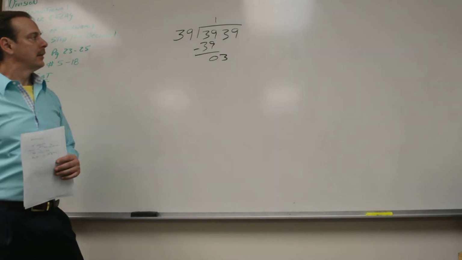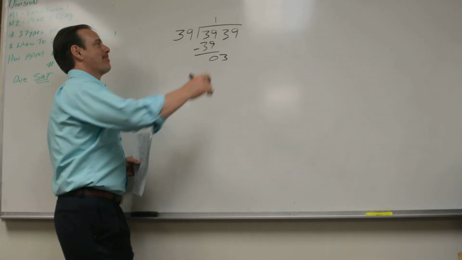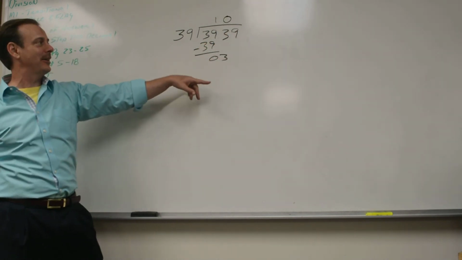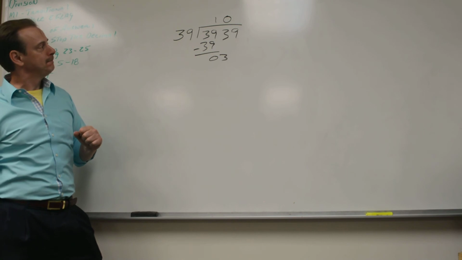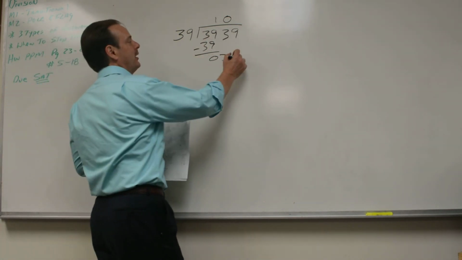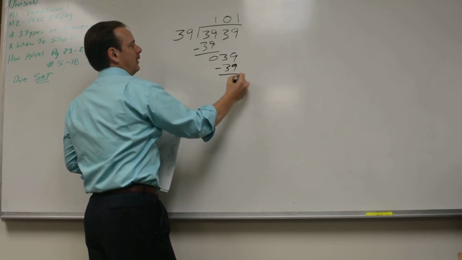Add a 0. Wait a minute, add a 0 where? That's where the problem is, right there, in the quotient. I thought you meant bring this down to 0. That's all right. So we put up the 0. Now we bring down another 39, and it's going to go in once, right? 1, yeah, and it's terminated.